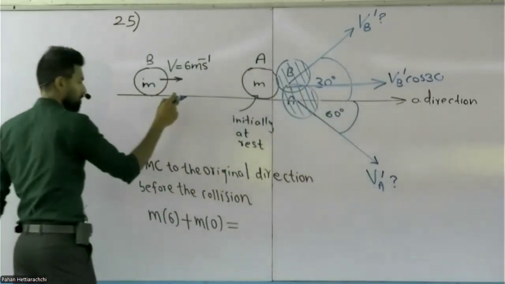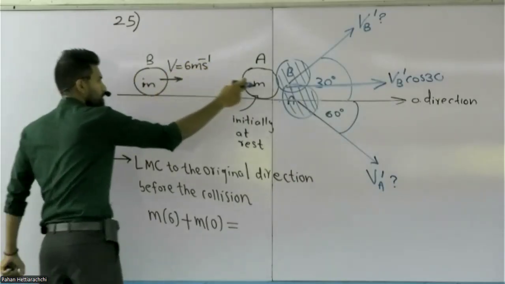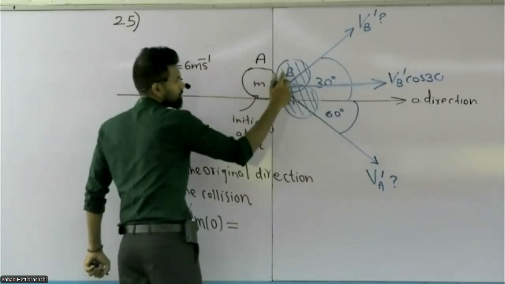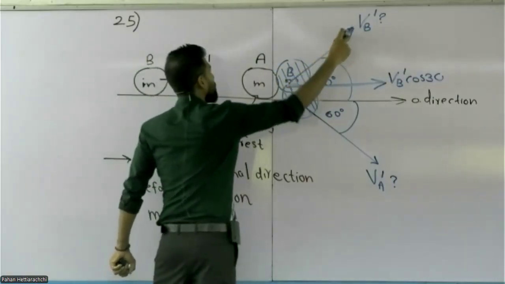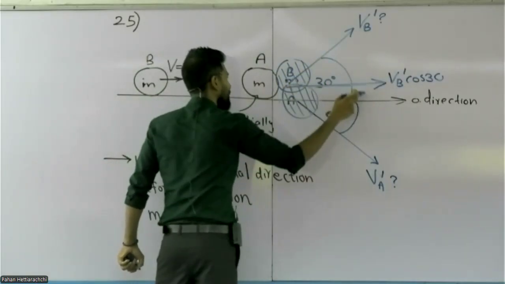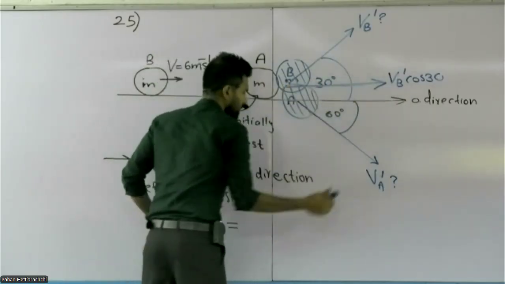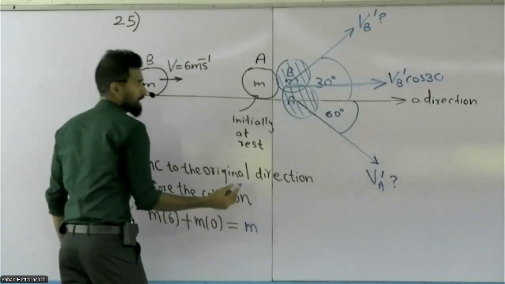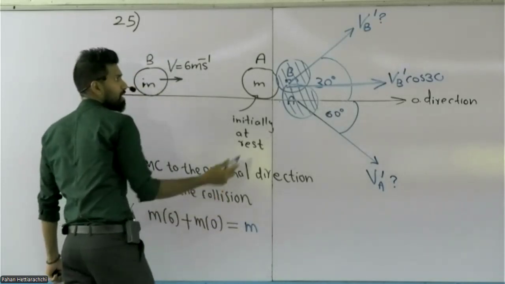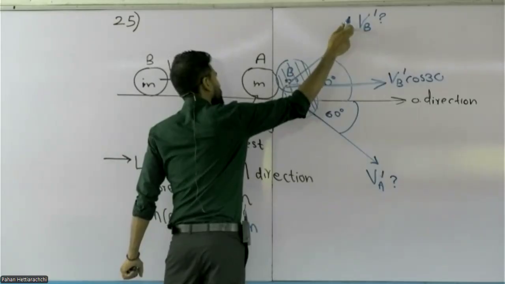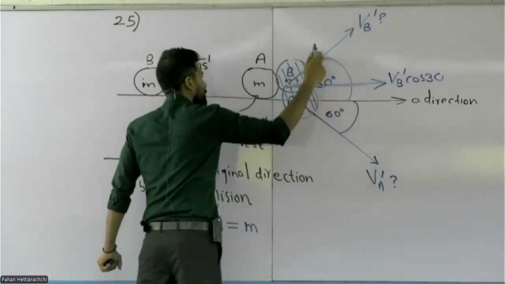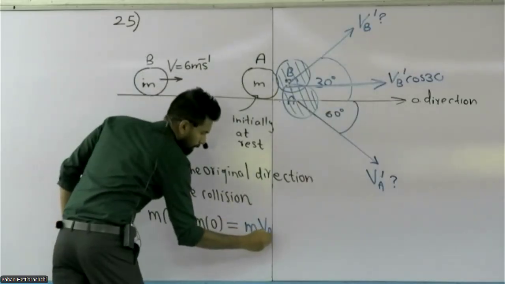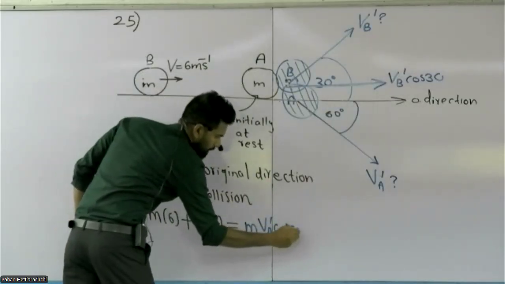Before the collision, m into 6 plus m into 0 are the momentums. After the collision, I can use this mass m with this vector component, VB dash cos 30. It is the momentum component to the original direction. Mass m is a scalar, it can be used in any direction, but VB dash is in this special direction. You take the component VB dash cos 30 in the original direction: m VB dash cos 30.